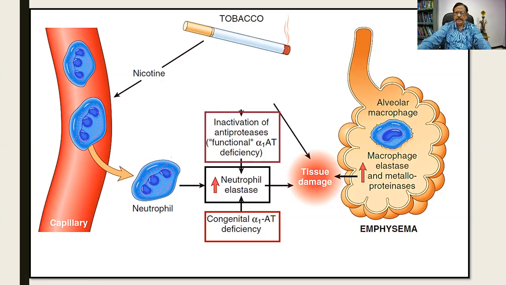Alpha-1 antitrypsin is supposed to contain antiproteases. Antiprotease means it nullifies the protease or the elastase. But when there is a defect in the antiprotease, elastase is higher, as a result of which there can be tissue damage.